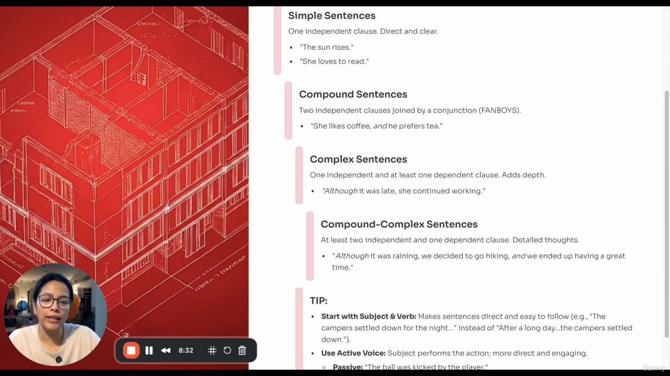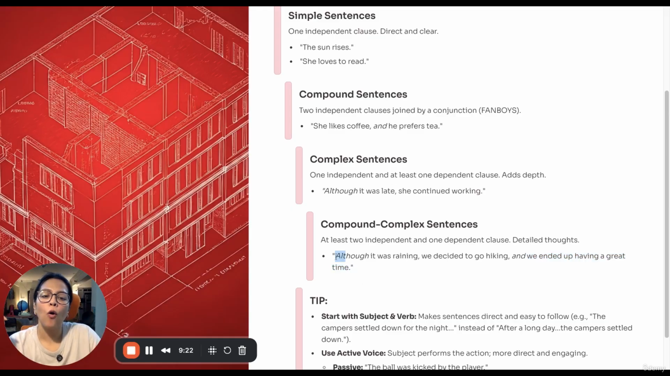Although it was raining, we decided to go hiking and we ended up having a great time. Now, when we say we decided to go hiking, this part of the sentence is absolutely independent. It can stand on its own as a sentence. So this is an independent clause. We ended up having a great time. Again, it can stand as an independent sentence. So this is also an independent clause. And see how we are joining these independent clauses, we decided to go hiking and we ended up having a great time, with a coordinating conjunction, which is used to join two independent clauses.